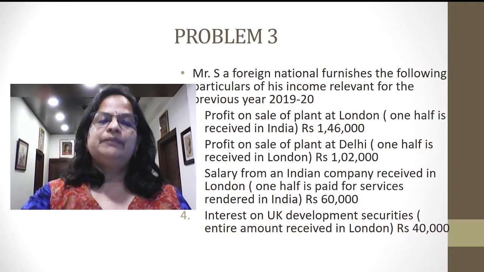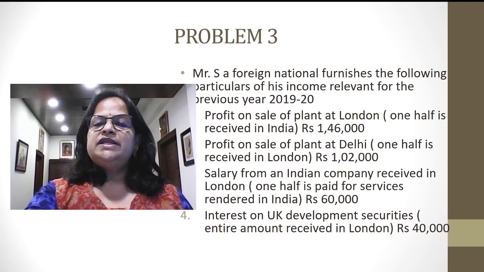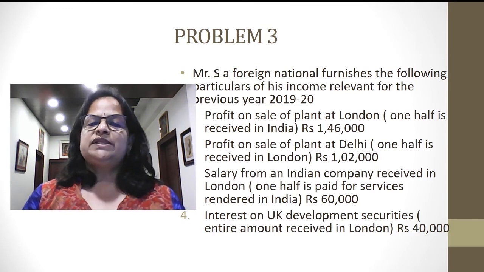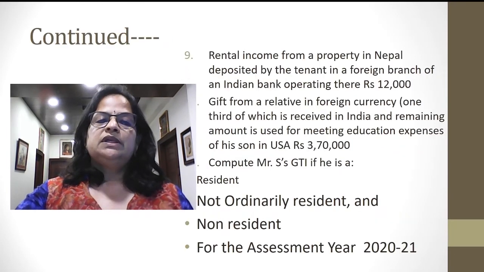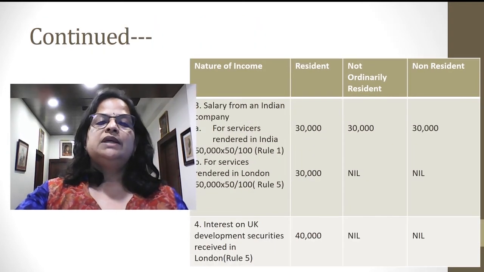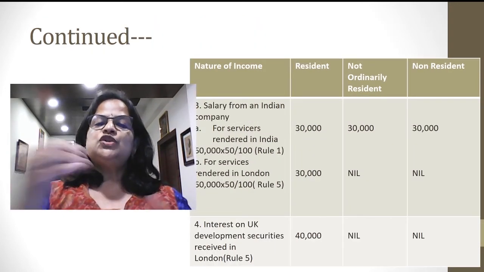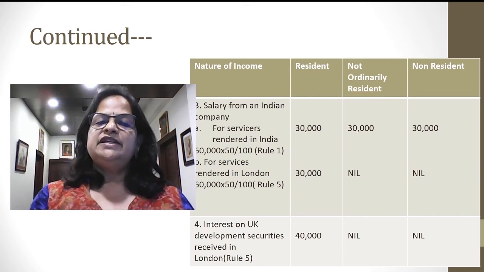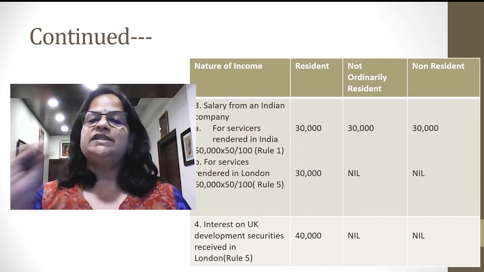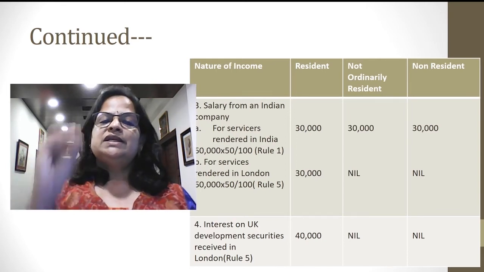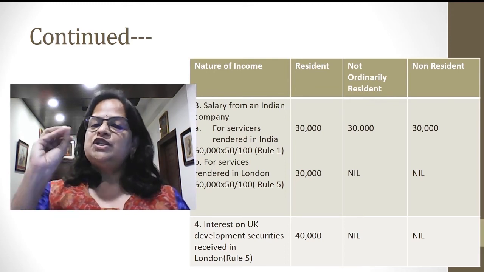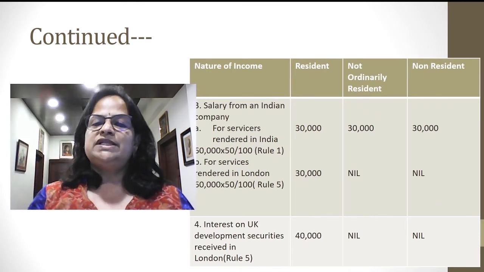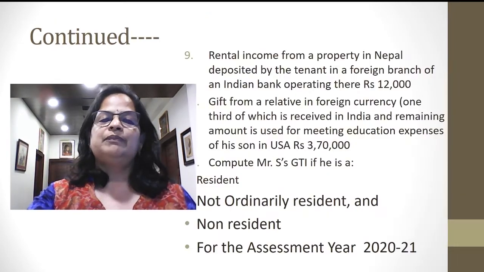Now, point 3. Salary from an Indian company received in London, one half is paid for services rendered in India, rupees 60,000. Third point, salary from an Indian company. This also two countries they are receiving. We are dividing into two subpoints. One is salary received in India, rule number 1, taxable in all cases, Indian income. Second one is services rendered in UK. It's not business or professional income. Rule number 5, it is taxable only for the resident. Other two cases, it will not be taxable.